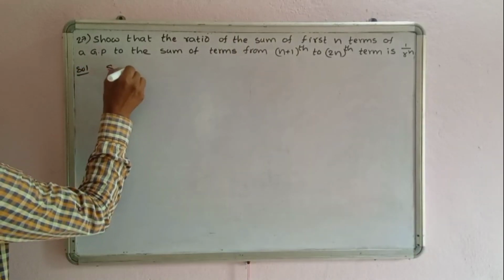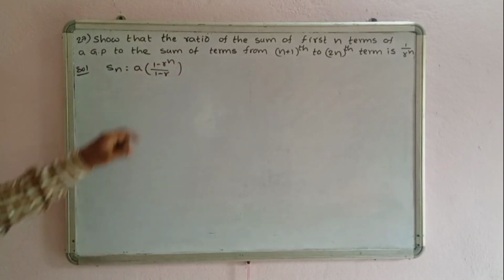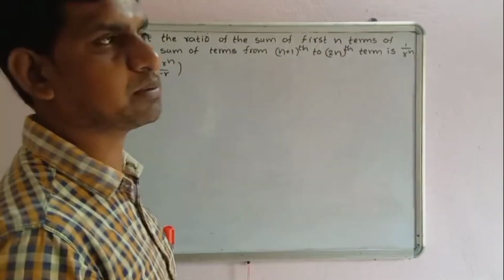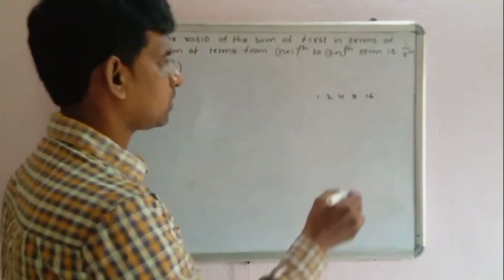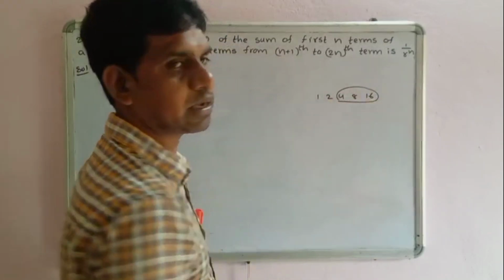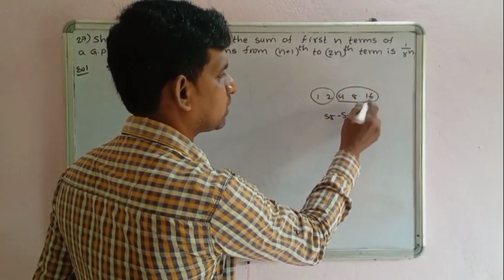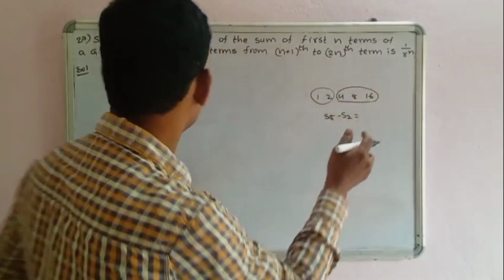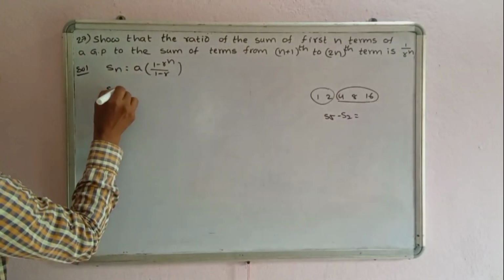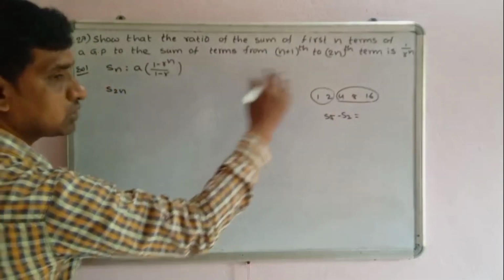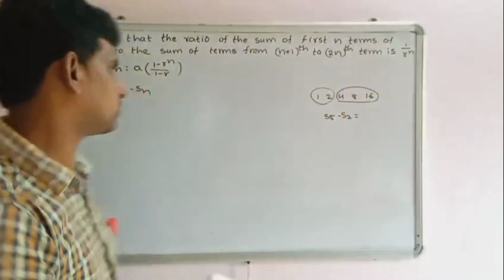So the sum of first n terms, Sn, equals a into 1 minus r power n by 1 minus r. Okay. Now I want n plus 1 to 2n. We don't know how many terms there are. For example, see 1, 2, 4, 8, 16. How many terms are there from 4 to 16? If you subtract S2 from S5, the remaining terms come; likewise S3 minus S2 gives the remaining terms. So like that, now I want the terms from n plus 1 to 2n. So from S2n, the total, subtract Sn terms, and then what remains are the terms from n plus 1 to 2n.